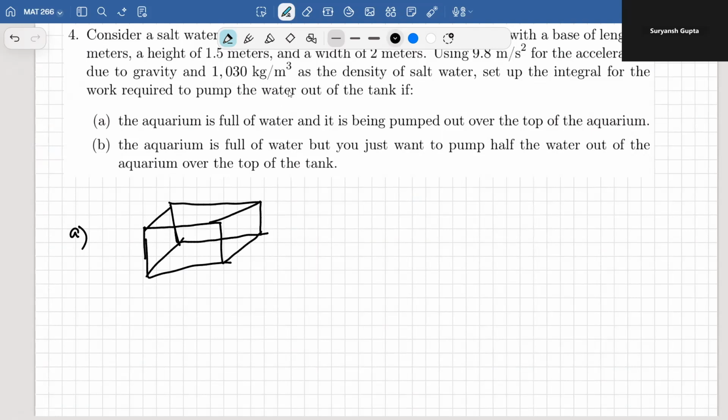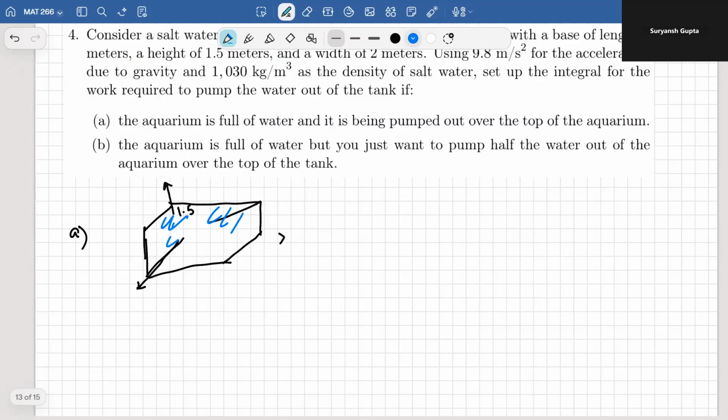It is given to us that our base length is 3 meters. So I'll draw my coordinate axis like this, just to make things much easier. So it's given that the base length is 3 meters. So this is 3, the width is 2 meters, and the height is 1.5. And it's full of water. So it's filled with water all the way.